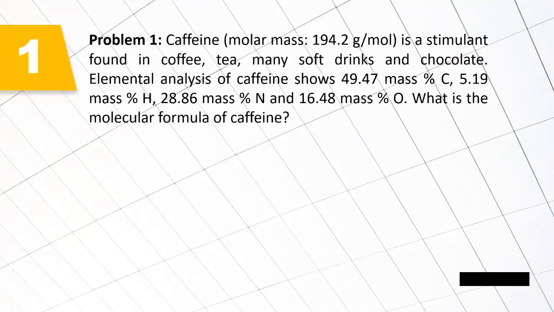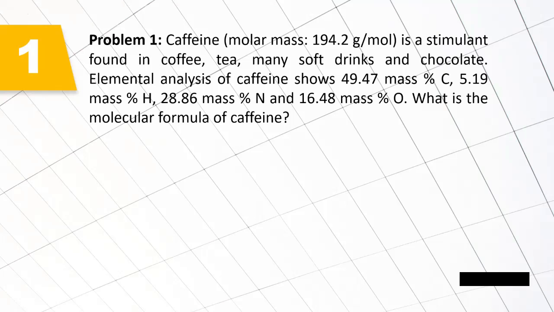For problem number 1, caffeine, which has a molar mass of 194.2 grams per mole, is a stimulant found in coffee, tea, many soft drinks, and chocolate. Elemental analysis of caffeine shows 49.47 mass percent of carbon, 5.19 mass percent of hydrogen, 28.86 mass percent of nitrogen, and 16.48 mass percent of oxygen. What is the molecular formula of caffeine?